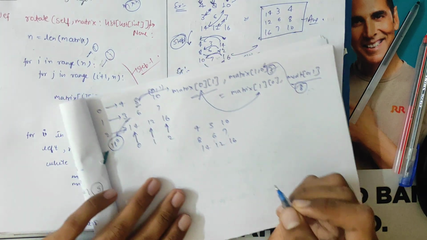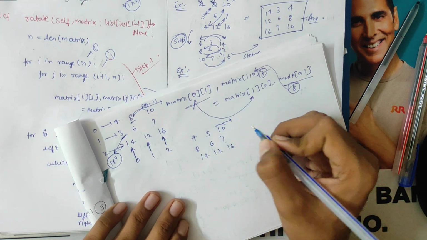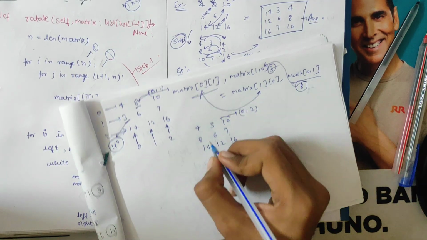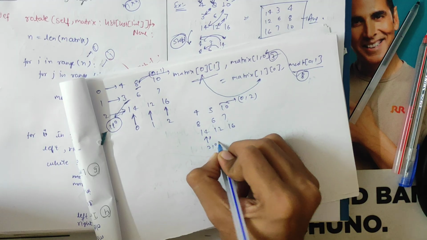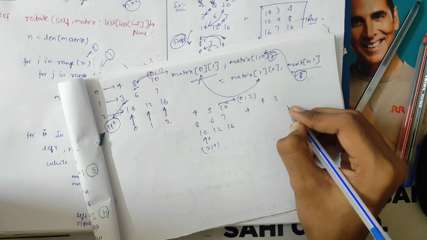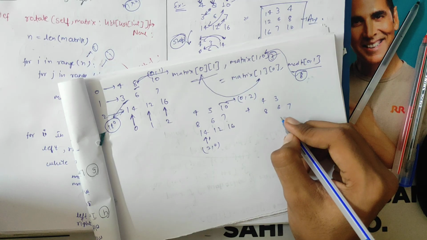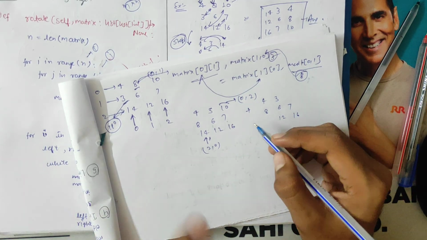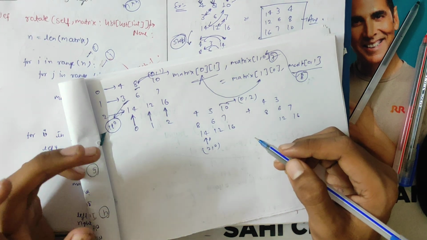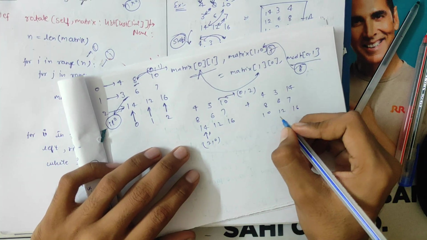Now again, it is 0 comma 2, and this one is 2 comma 0. Again the same operation, it will get swapped. So 4, 3, 6, 7, 8, 12, 16. 10 will come in place of 14, and 14 will go in place of 10. So here we have 14 and 10.